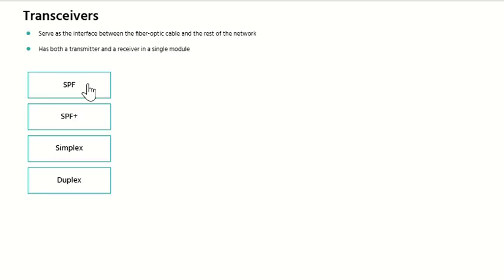Common types of transceivers include small form factor pluggable (SFP), SFP Plus, gigabit interface converters or GBIC, simplex and duplex. Click each to learn more.